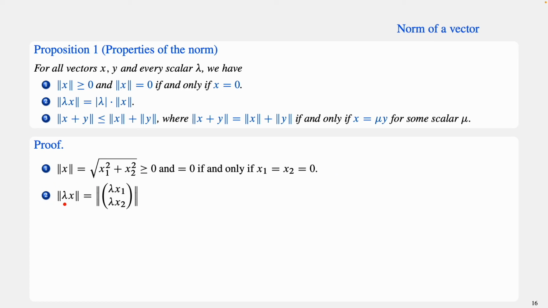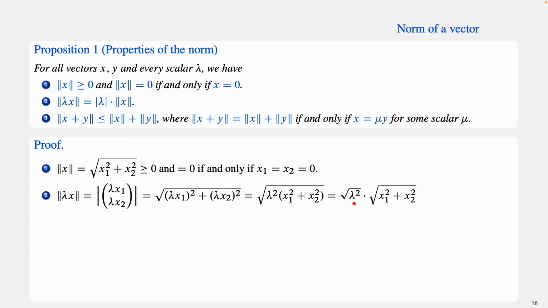Now we take the multiple of a vector x and look at the norm. So if we write this out explicitly, then lambda times x is the vector with coordinates lambda x1, lambda x2. This is the square root of lambda x1 squared plus lambda x2 squared. Now we can factor out lambda squared from this one. So this is the square root of lambda squared times x1 squared plus x2 squared. Again, we can take the lambda squared out of the square root. So this is the square root of lambda squared times the square root of x1 squared plus x2 squared.